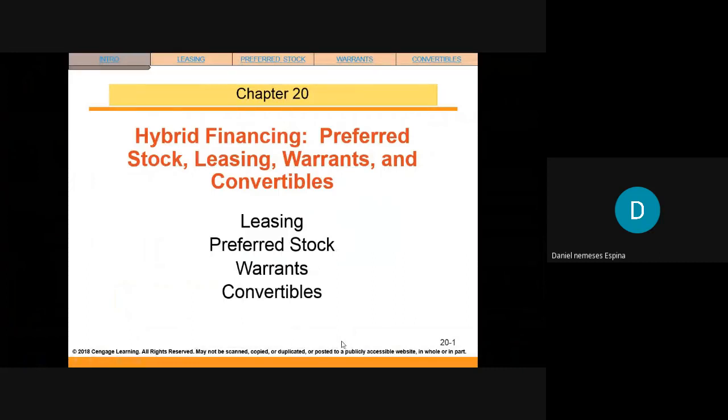Okay, so good day to everyone. So, this time we're going to talk about the hybrid financing.